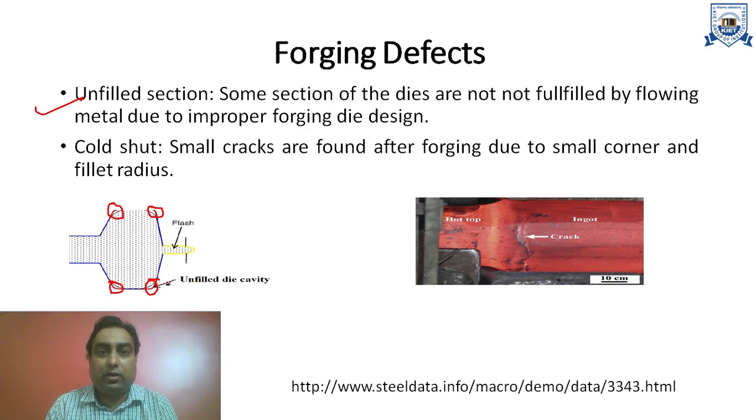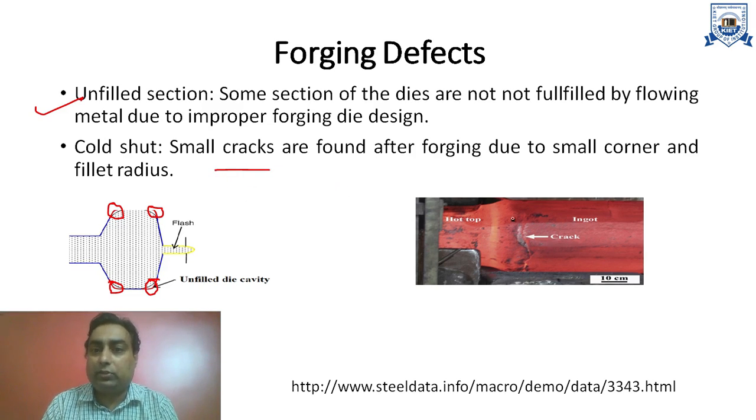We can say we are not getting the desired design because material is not able to flow. It may happen because of insufficient forging pressure, or it may be possible that there is a faulty design of the die. Next is the cold shut or small cracks.